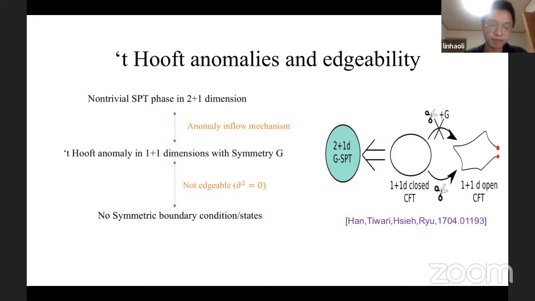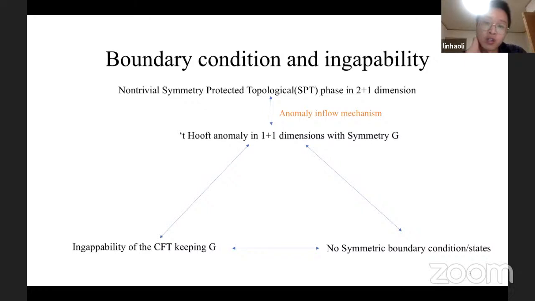However, as I mentioned before, the 't Hooft anomaly can also be detected by the invariability. Therefore, we wonder whether there is any direct relation between invariability and the boundary conditions of a given CFT. And from this correspondence, we can also obtain the same relation between symmetric boundary condition and the anomaly-free condition. Moreover, this method would be more useful for constructing symmetrical mass generation for anomaly-free theory. So that's our motivation for this project.